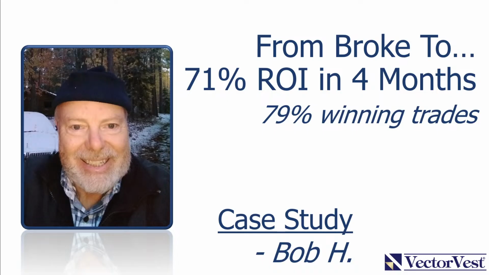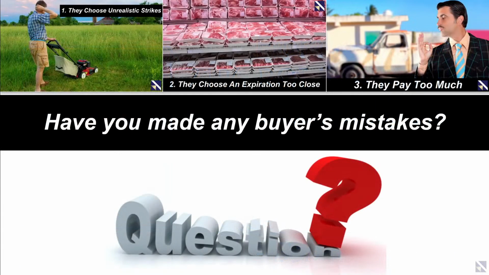He learned to turn those mistake liabilities into strategies to control and stack probability in his favor. He said in 4 months, he grew his account by 71%, and he had a 79% winning trade percentage. Remember, in order to control your returns and results, you need to know how to control and stack probability in your favor. Now, let me ask you, have you made any of these buyer's mistakes before?